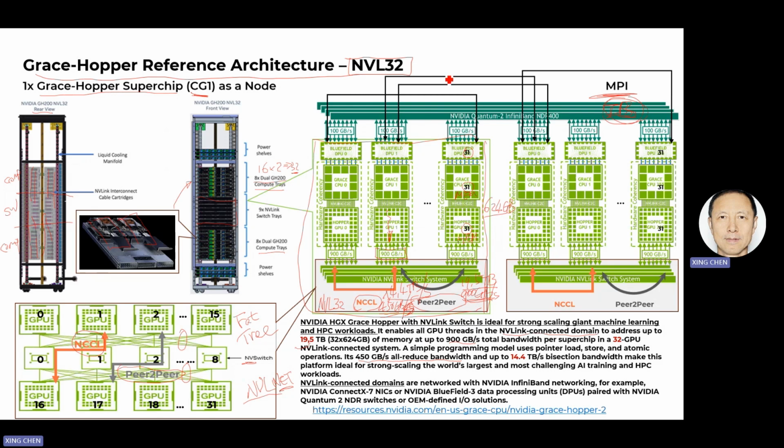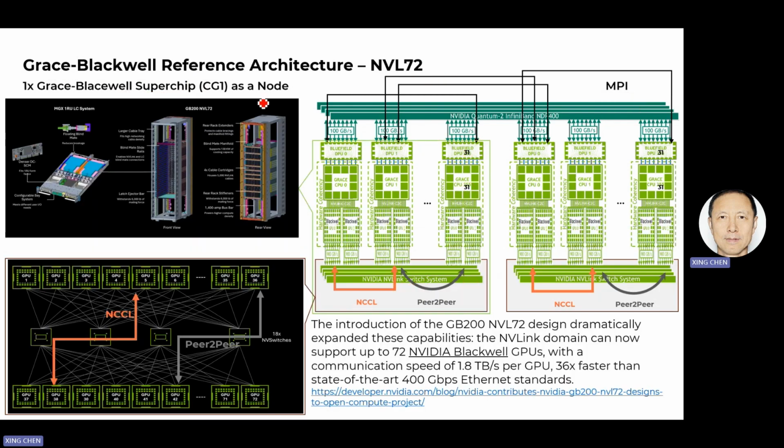Now we move to NVL72. Why NVL72? That's very simple, because we have a technology refresh. Now we move to Grace Blackwell. For Grace Hopper, each Grace is connected to one Hopper GPU. But for Grace Blackwell, each Grace CPU is connected to two Blackwell GPUs. I modified the scheme I showed in the previous slide to show this.